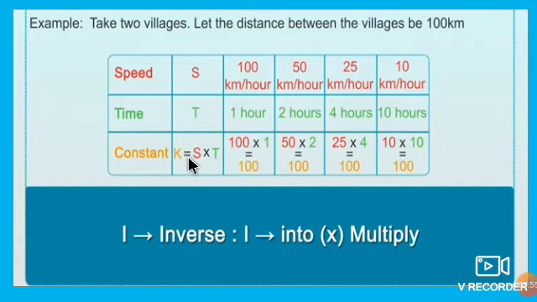In direct proportion the ratio is constant, and in inverse proportion the product is constant. In direct proportion we have to divide, and in inverse proportion we have to multiply. Simple trick: inverse means into, means multiply, and D for direct, so we have to divide there.